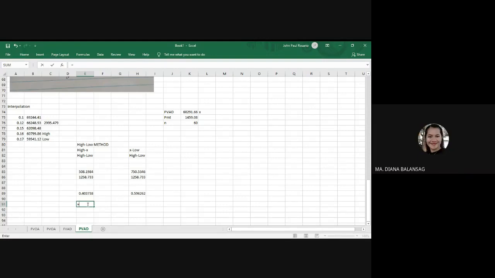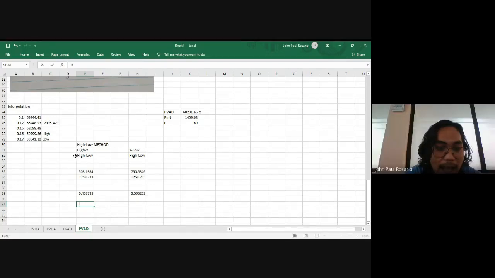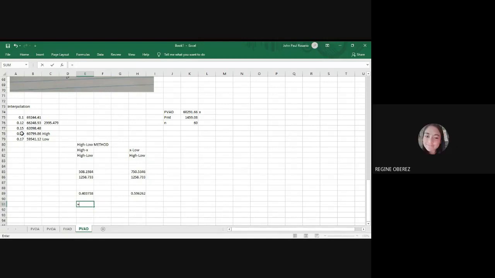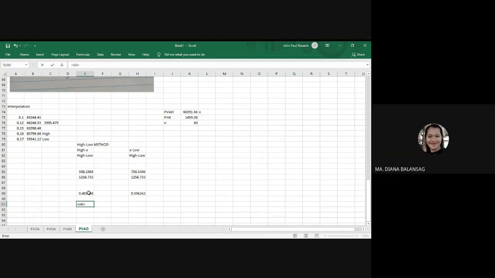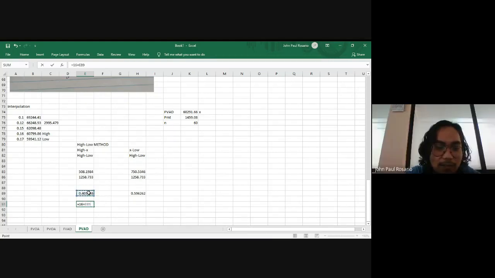Deduct. Okay, deduct, sir. Since we start at 16, do we add this to 16 or deduct this from 16? Add, sir. Because if we deduct, it would become 15 point something. So meaning, we need to add this one so that it is in between 16 and 17.